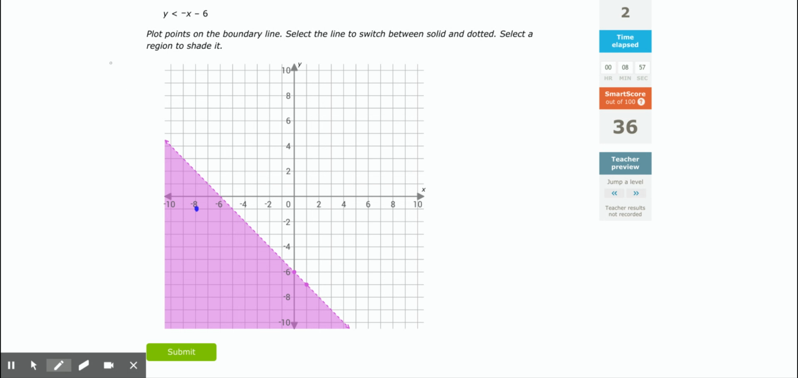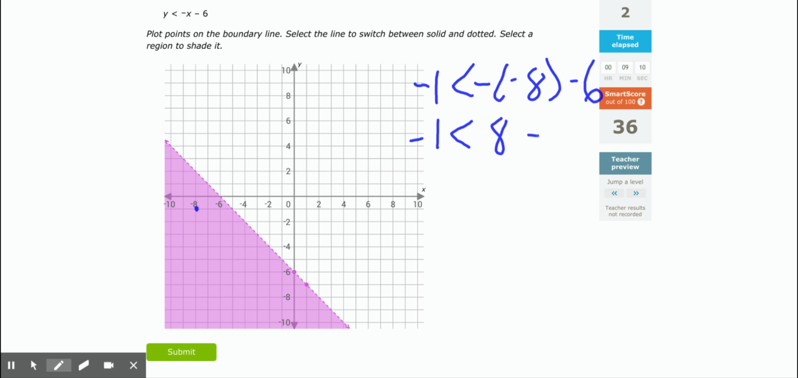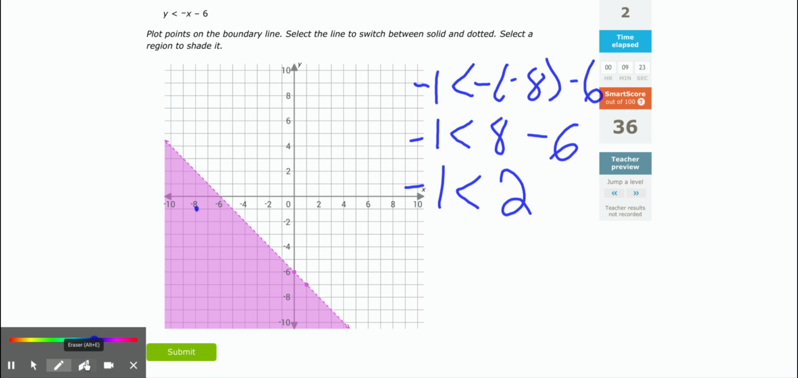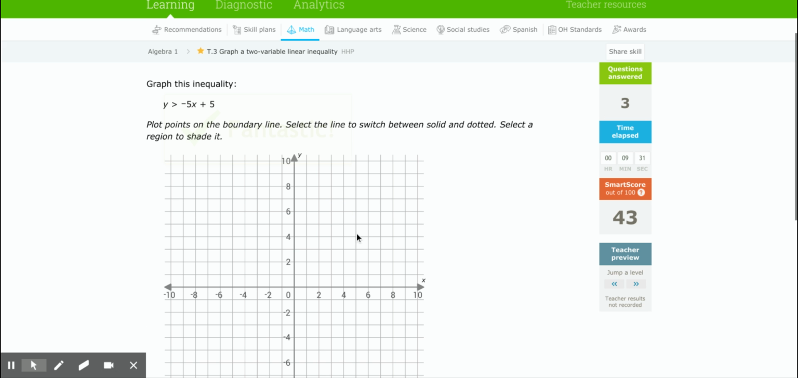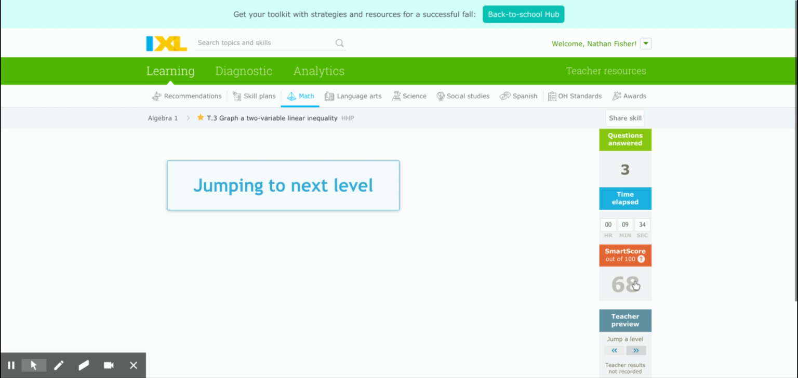-8, -1. So when I plug that in, I'm going to have -1 less than negative -8. So that's going to flip, and then -6. I'm going to make that flip to 8 minus, oops, I was jumping ahead there, 8 minus 6. I'm going to get -1 less than, this is going to work out to be 2. That is true. Awesome, we shaded the right side. If I got it the other way around and it said it wasn't true, I would know I shaded the wrong side. Okay, let's submit and see if we need to do anything else here. Okay, we can handle slope-intercept form now.